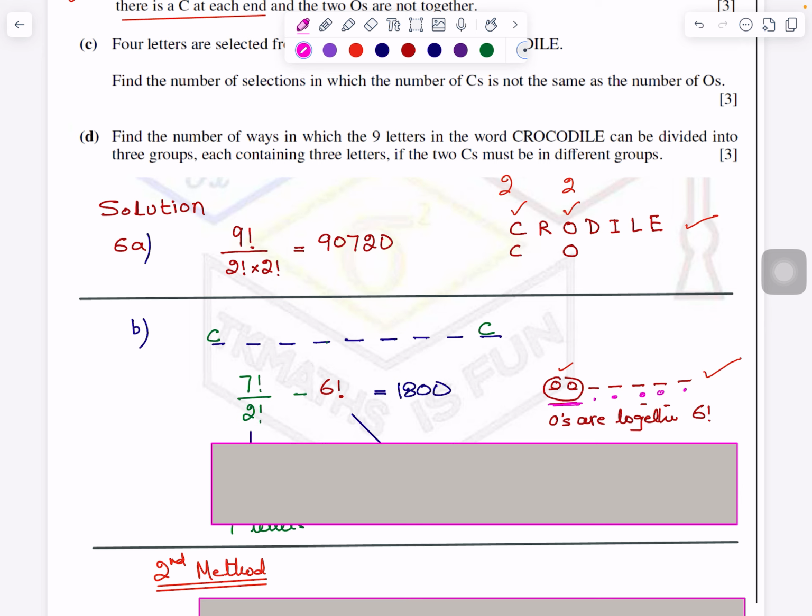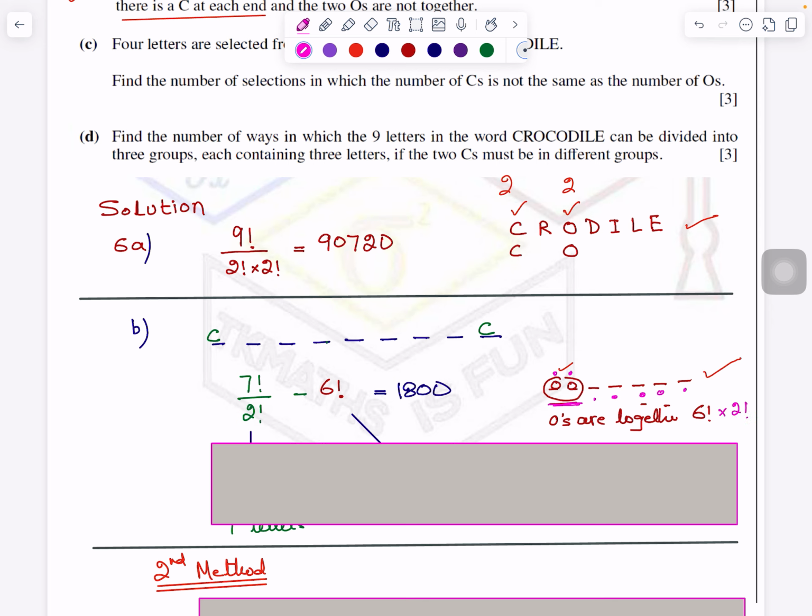And because they are identical, that's why I am not multiplying by 2 factorial. When these are not identical, we also multiply by 2 factorial, because these letters can swap places with each other. But anyway, this is not the case right now. O is identical, so we will not multiply by 2 factorial, and we will keep only 6 factorial when O's are together. But the question is saying they should not be together.